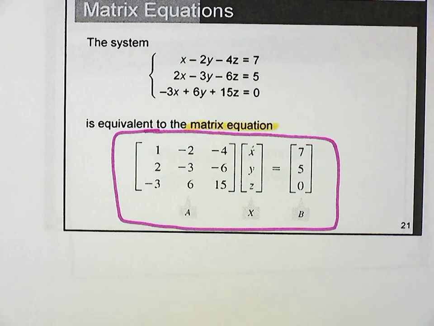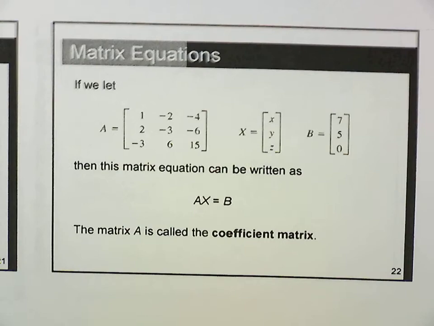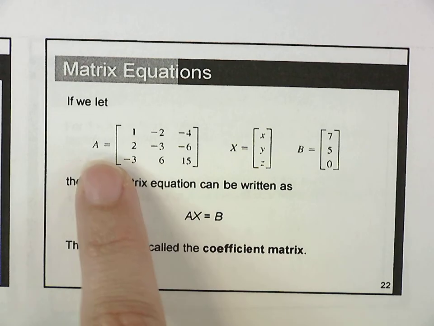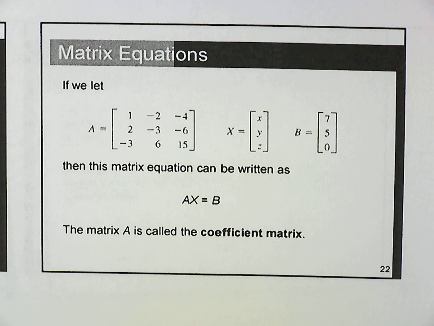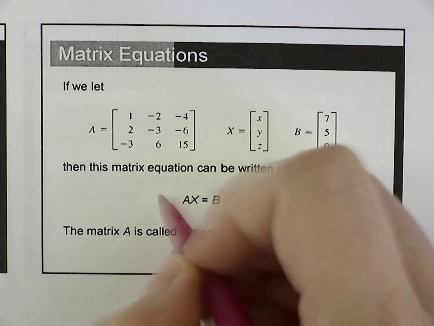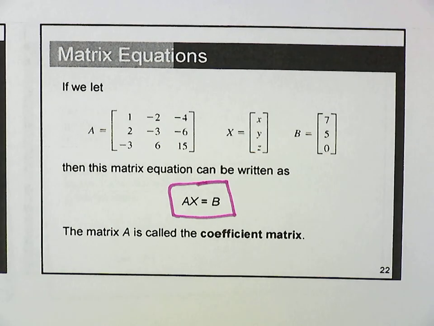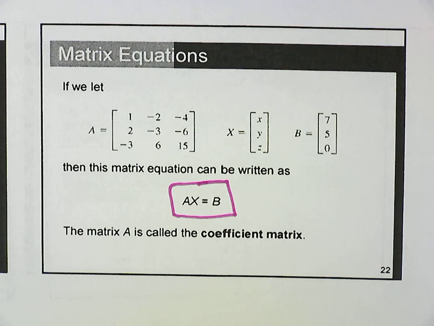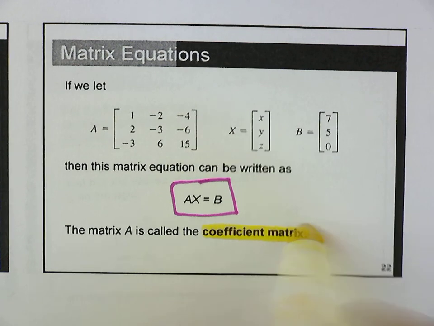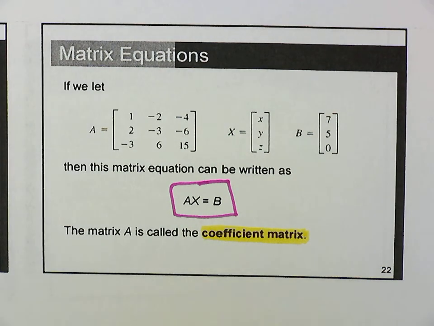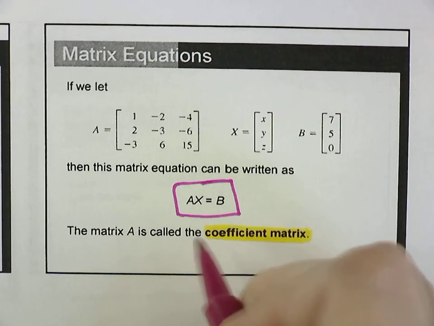Okay, so one thing you're going to have to do today is take the system and write it as a matrix equation. If we let that first matrix be A and that second matrix be X, the last one we call it B, then our matrix equation is AX equals B. And that's going to be important when we talk about how we're going to solve it. Now, matrix A is called the coefficient matrix, which makes sense because we just talked about how it's made up of all the coefficients.